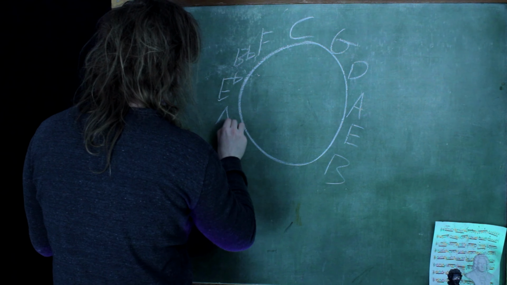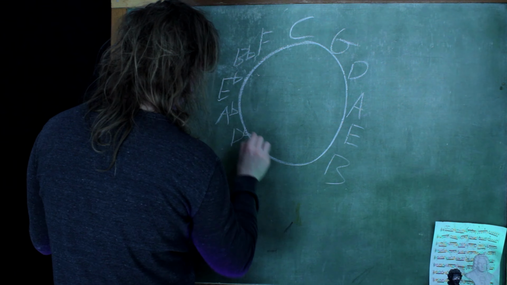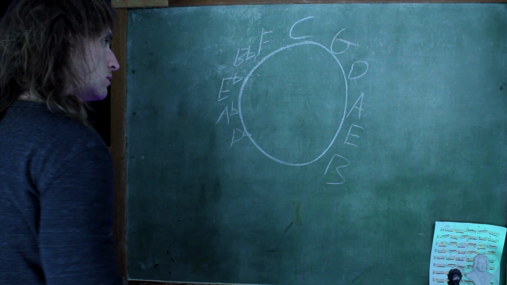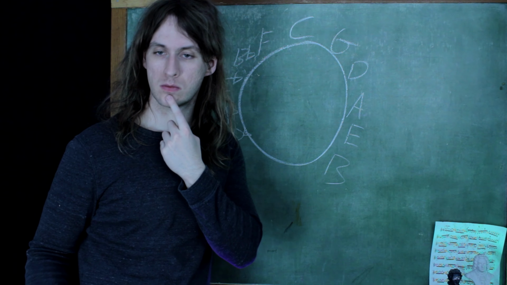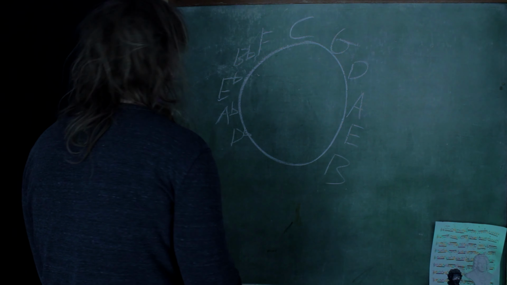Some keys are going to be a little bit harder to modulate to than others. Obviously, something like C major to G major is very close by because there's only a one key signature difference of F sharp. But again, this is just a very brief introduction to it.